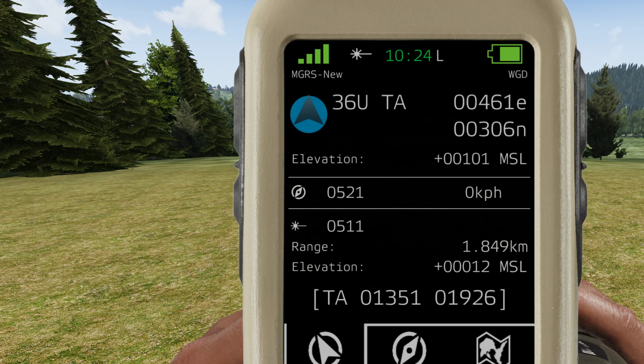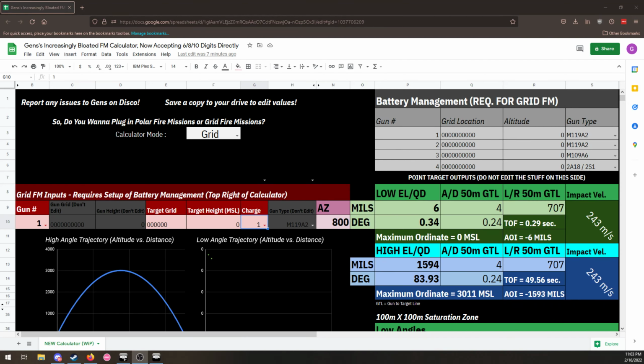Oh, that ain't right. Alright, there we go. Okay, so first things first, we have to put the position of our gun into the calculator. So you might be asking, okay, well, what's my gun position? Well, you can see up here in this part, we've got the battery management inputs over here, and we can have up to 4 guns in each battery, and we can put in a 10-digit grid location for each of them as well as their altitude.